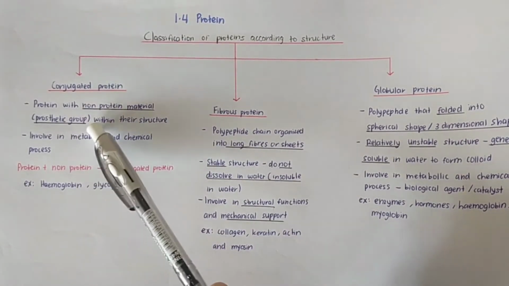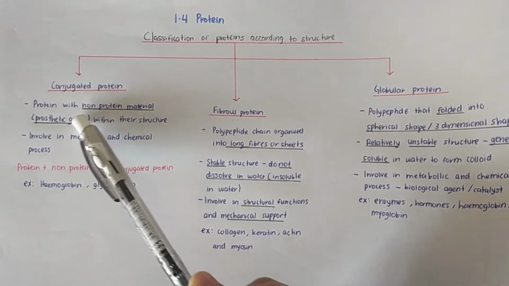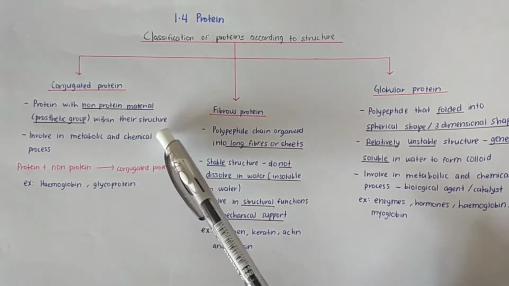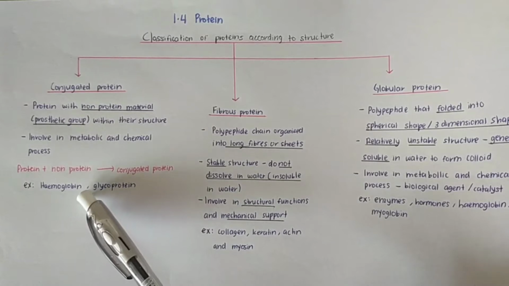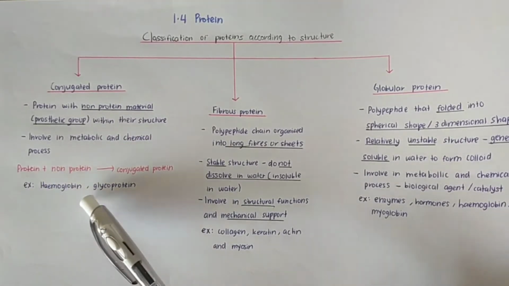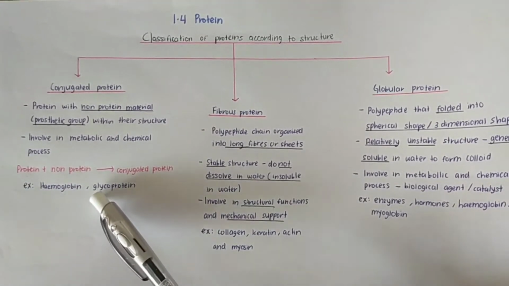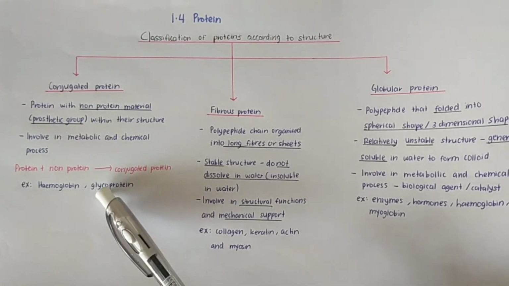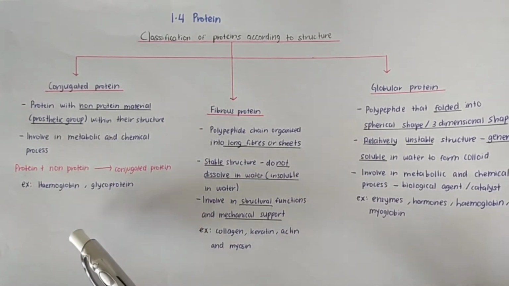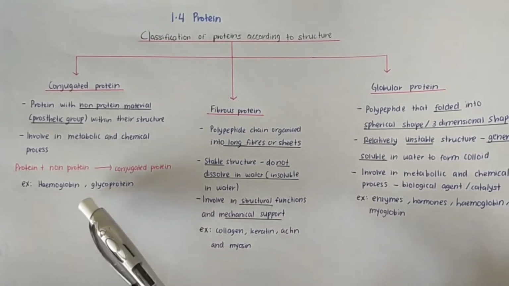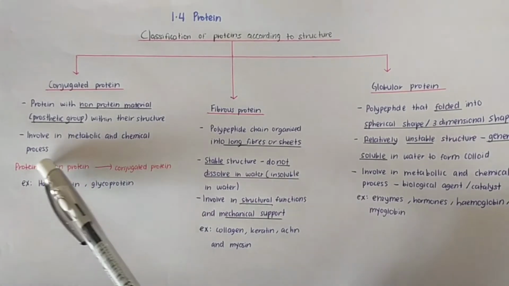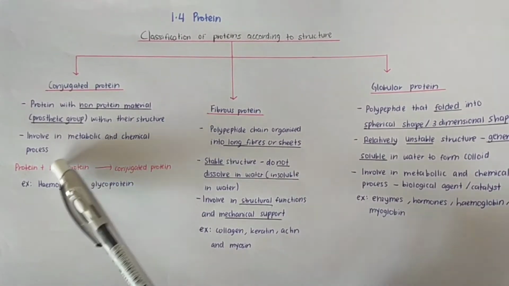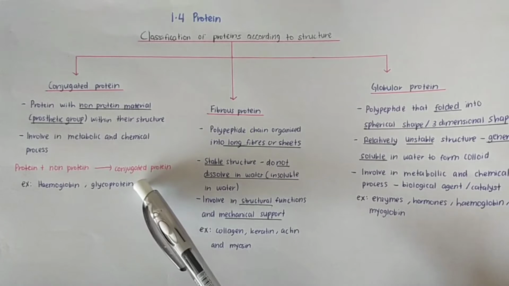It is protein with non-protein material, or we call it a prosthetic group, within their structure. For example, you can give hemoglobin for conjugated protein. If you look at the structure of hemoglobin, actually it is an association between the protein, which is the polypeptide chain, and also it has the heme group at each of the chains. So that's why we call hemoglobin a conjugated protein. Protein plus non-protein, so we call it conjugated protein.